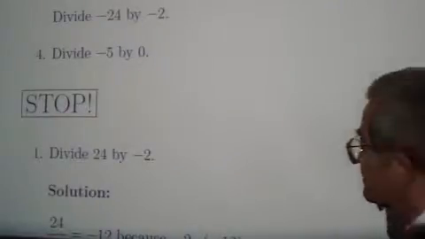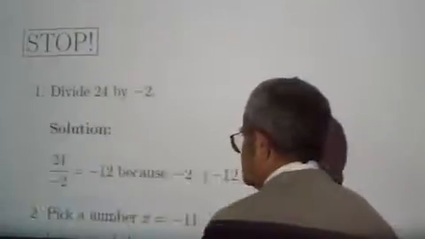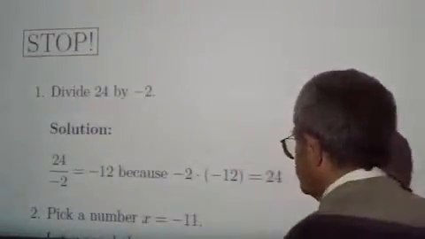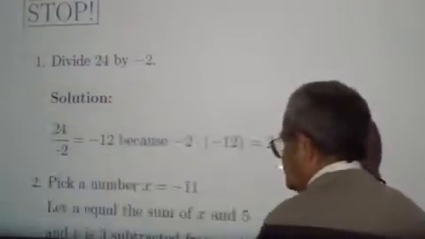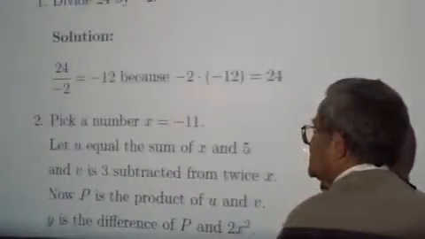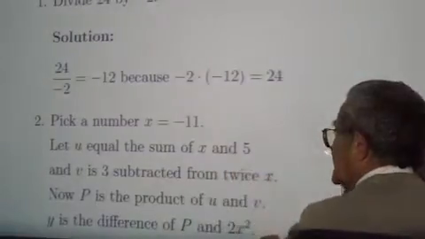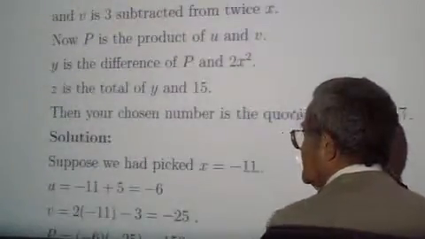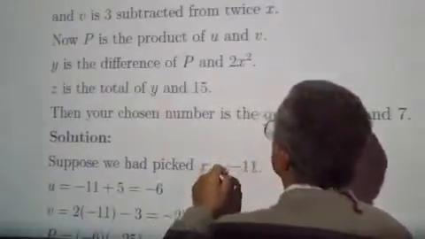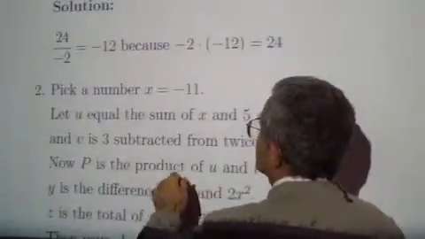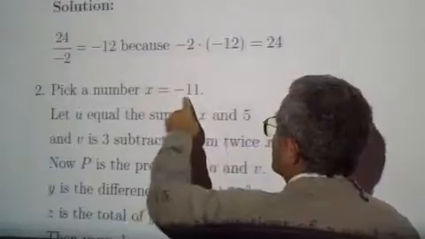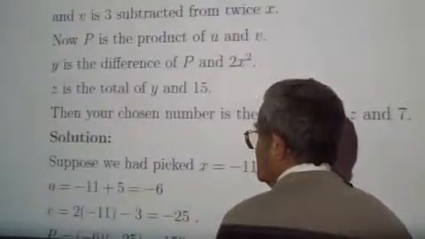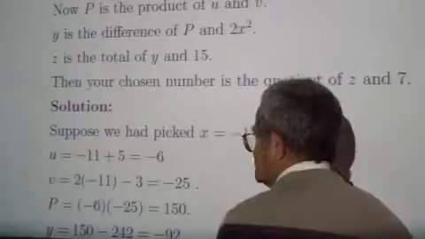So we are in the next chapter, which is chapter 27, exercises for chapter 27. Divide 24 by negative 2, you get negative 12. Pick x, which is negative 11, and u is the sum of negative 11 and 5. Why is that? Oh, that's negative 11, that's the number you pick. So negative 11 plus 5, negative 6.